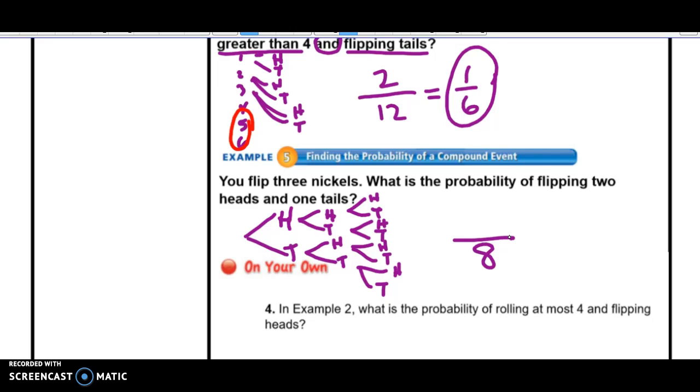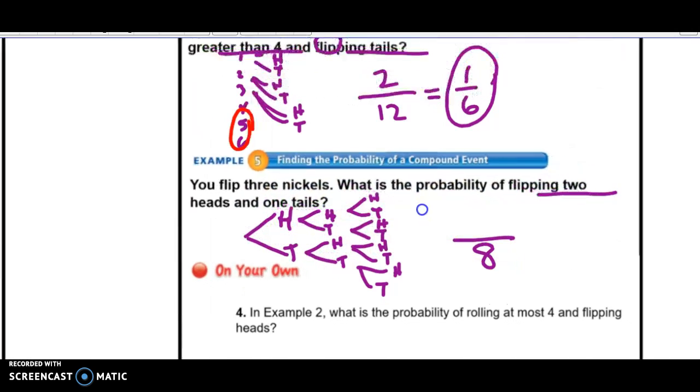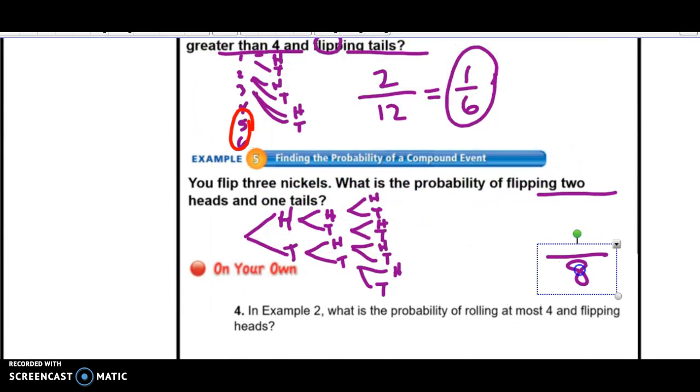So now I want to know the probability of flipping 2 heads and 1 tails. So I need to look at my outcomes here. So to help us out, let's label them so they're a little easier to organize.